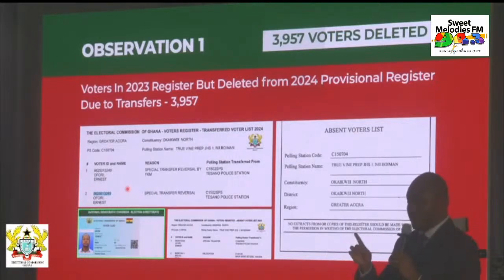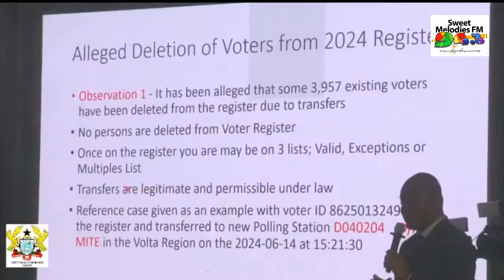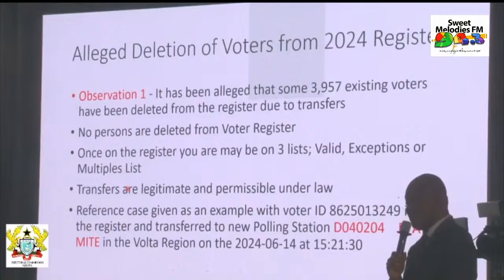Also, I'd like to say that we keep a record of every transfer that is done, and the record is very detailed, all the way down to the second that transfer was done. Who is involved? Where you were transferred to? Which people approved the transfer? So that record is there. No matter where you go, if we want to trace where you have been, we know exactly where you have been and who initiated that transfer. So if you look at the first allegation of the alleged deletion of voters from the 2024 register, as I have said, nobody gets deleted from the register.